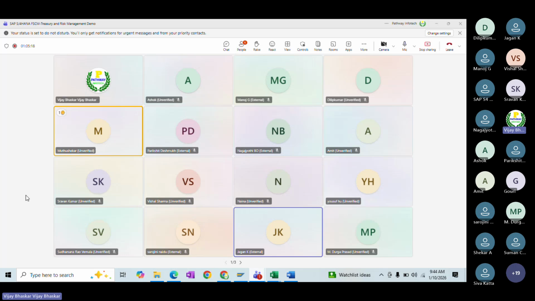Vijay, one more question. You said that in the syllabus document we have the CO-PA robo scenario, right? Yes, it will be covered end to end, till the end user part. Yes, it will be covered end to end.